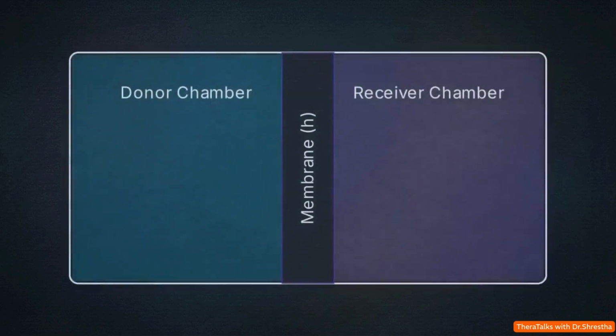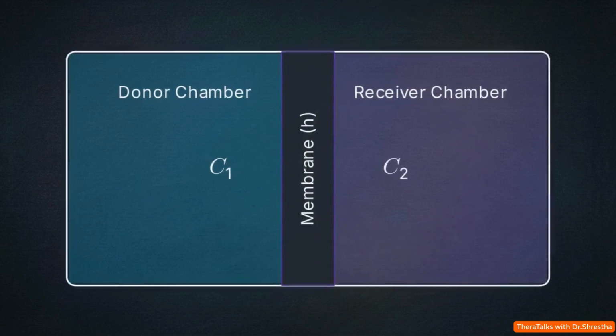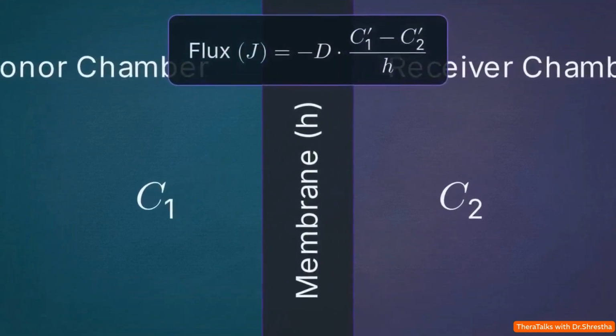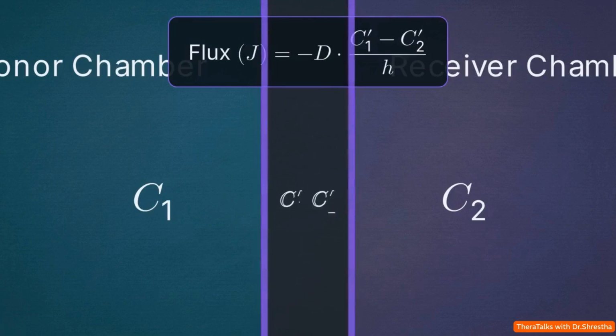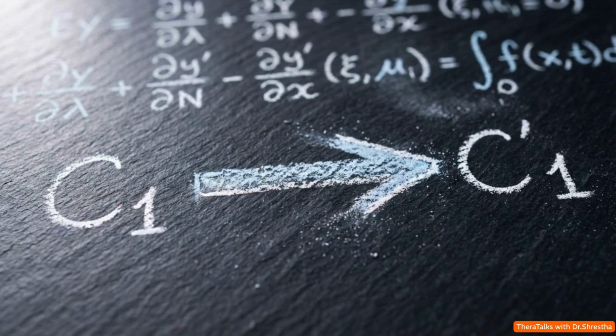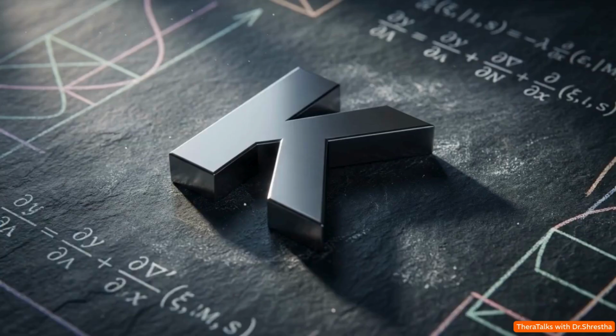In a lab, we can easily sample the bulk fluid to find the concentration in the donor side, C1, and the receiver side, C2. However, the values Fick's law needs are C'1 and C'2, the microscopic boundary layers located directly inside the barrier faces. These are physically impossible to measure. To solve the math, we need a bridge to translate the measurable bulk fluid into those unmeasurable internal boundaries. That bridge is the partition coefficient, or K.